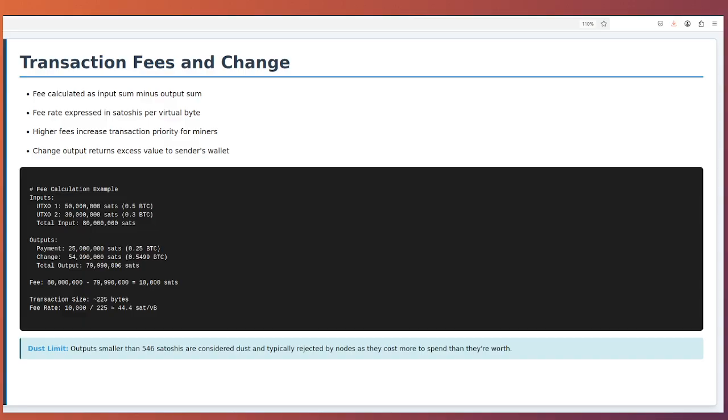This improves privacy by making it harder for observers to determine which output is the payment and which is change. Some wallets implement sophisticated change handling strategies, such as creating multiple change outputs or choosing change addresses that don't obviously link back to the original sender.